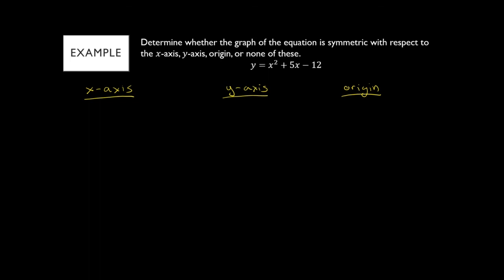So X axis symmetry, we're going to plug in a negative y. And hopefully we've done this enough that you see exactly what we're going to do. We're going to divide everything by a negative, and it flips all the signs. And then because we flipped all the signs by dividing by a negative, we no longer have the same equation. So there's no symmetry here.